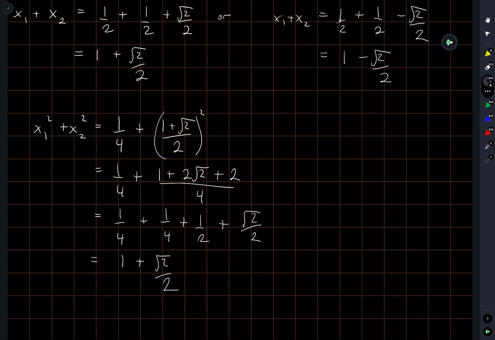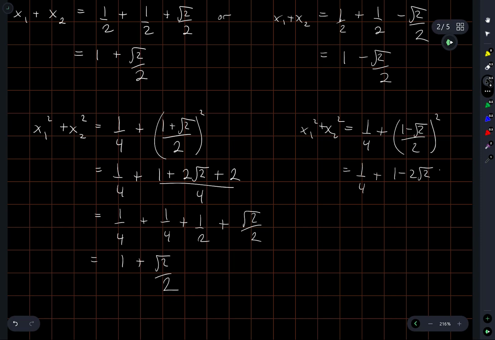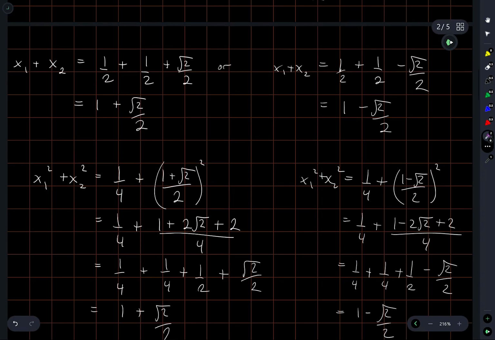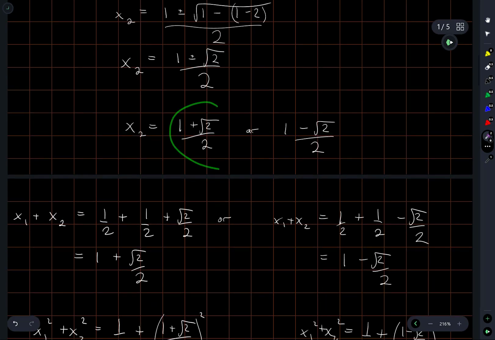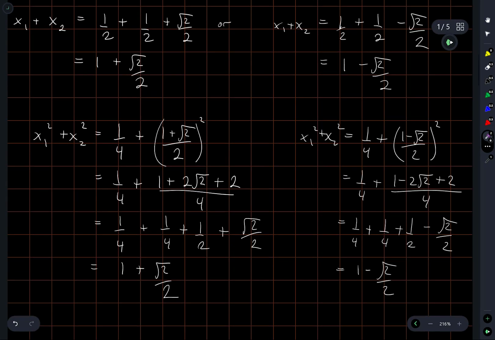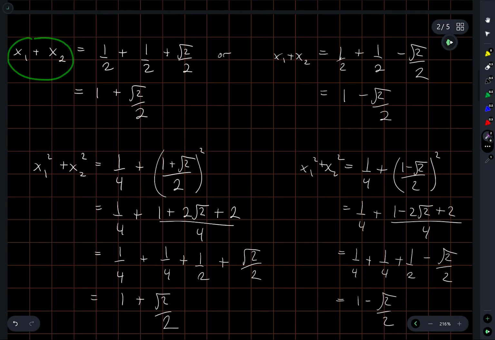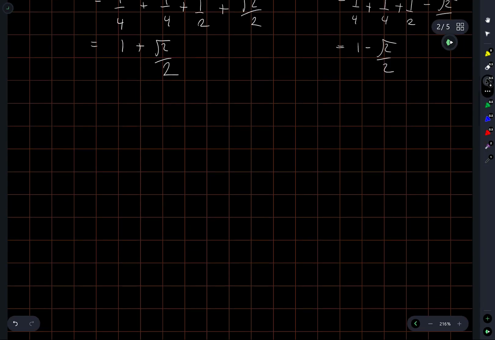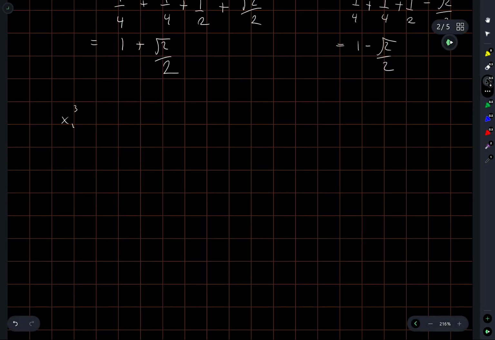And now if I use the other value of x2, I have x1 squared plus x2 squared is 1 over 4 plus 1 minus root 2 over 2 squared. Right, okay, so regardless of how we choose x2, regardless of which of these two things we choose, the condition that the numbers added together is equal to the numbers squared added together, so that holds. Now we just need to check x1 cubed plus x2 cubed. I'll do it for both cases, why not?